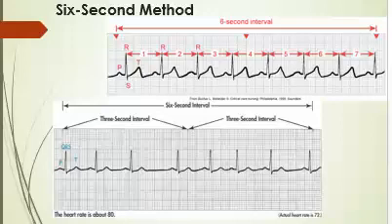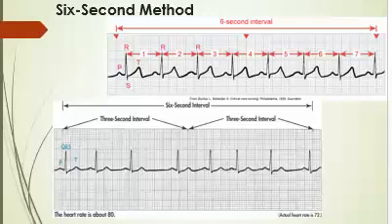Give you a minute to look at it. Remember, I told you each of those bigger boxes represents 0.20. 30 of those boxes are going to be a 6-second strip. No, we do not count them. There are little hash marks at the top, guys, and the little hash marks at the top are what help us know if we have a 6-second strip or not. So just remember that.